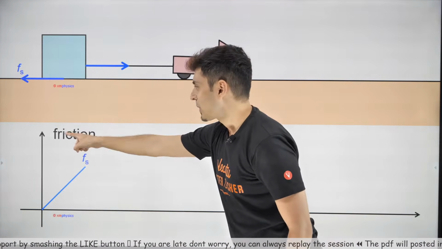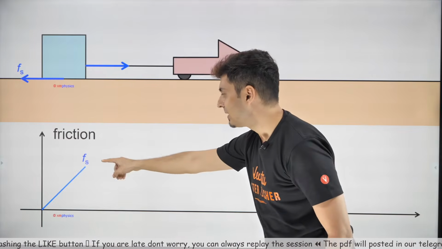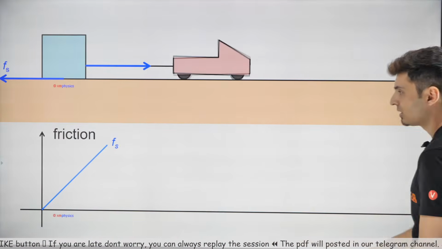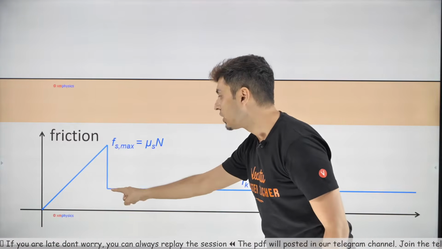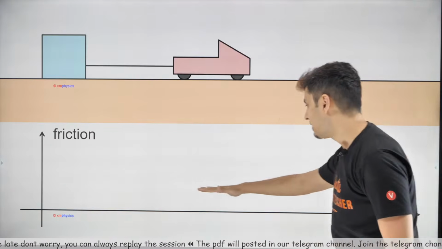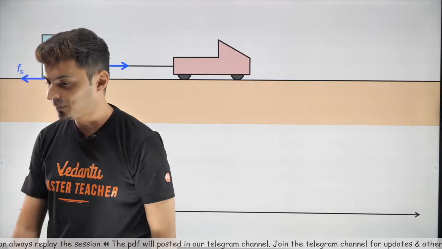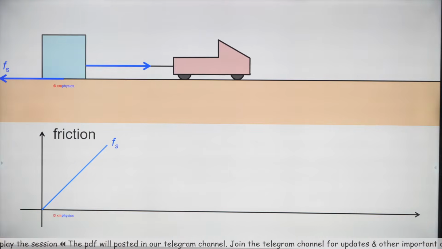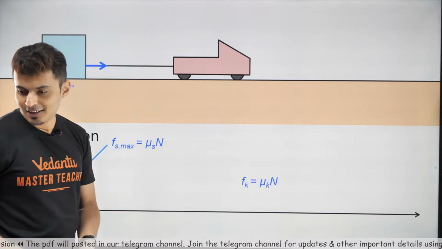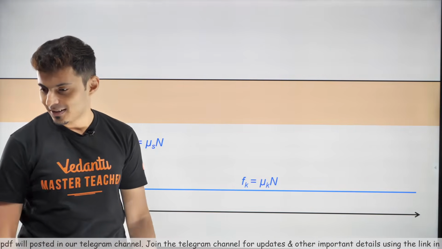So you can see the friction increases till a limit. This is your external force. Beyond that, you will see it drops suddenly and it becomes constant and goes into the kinetic zone. Is that clear?